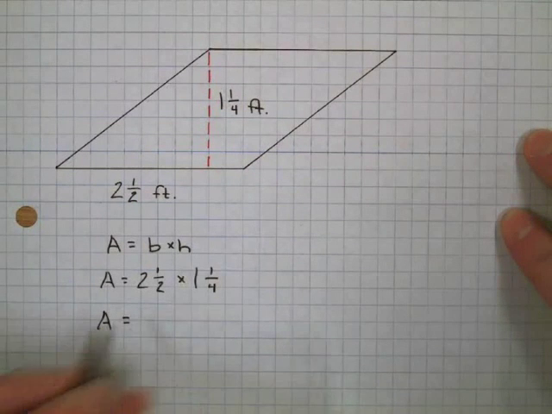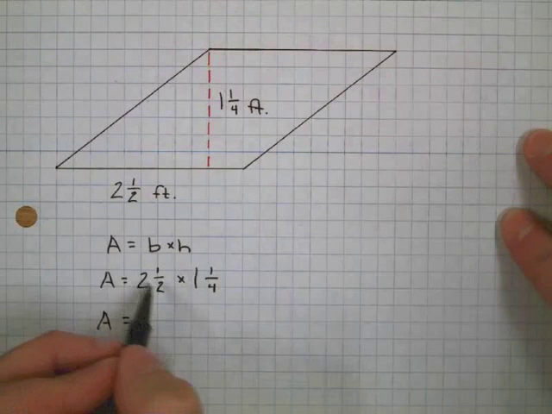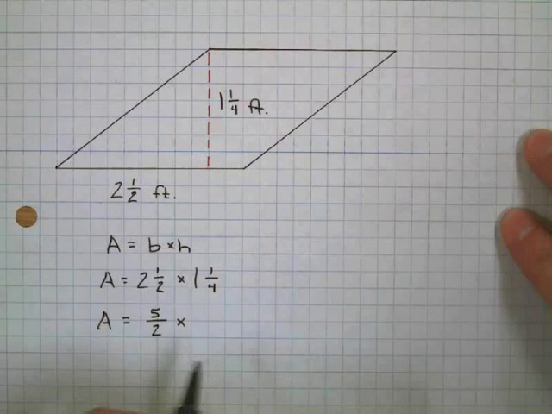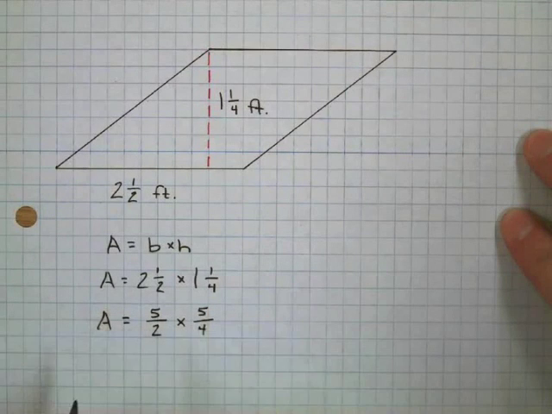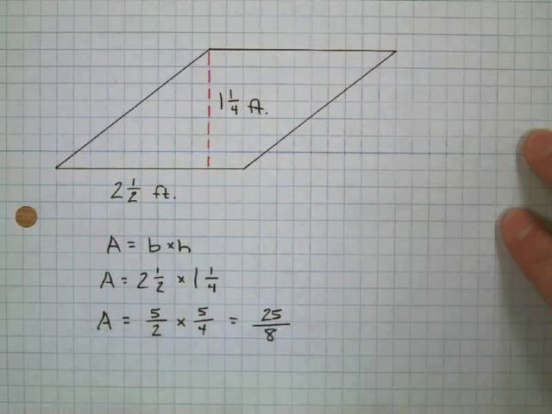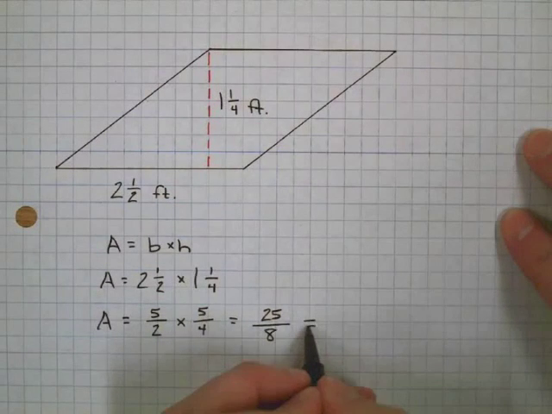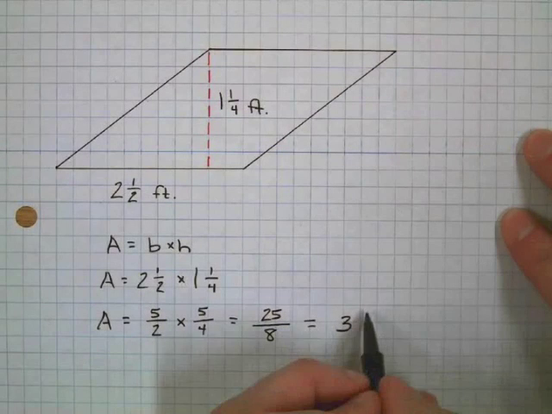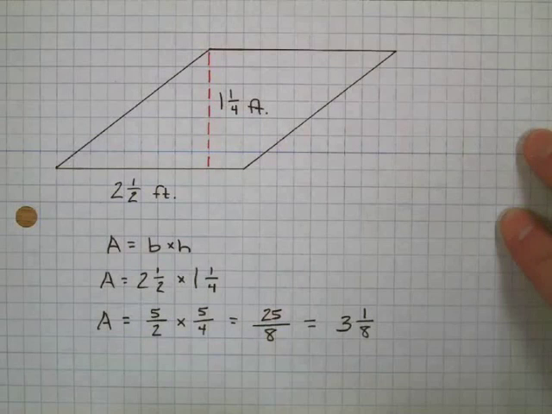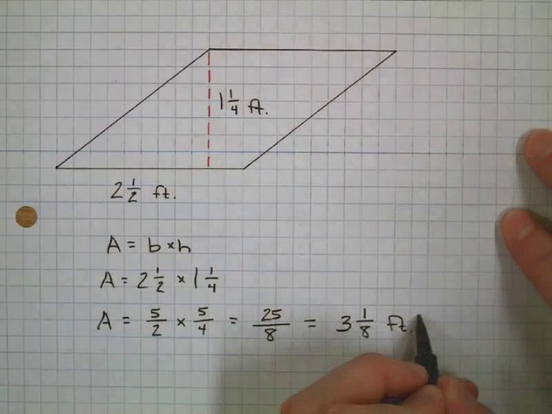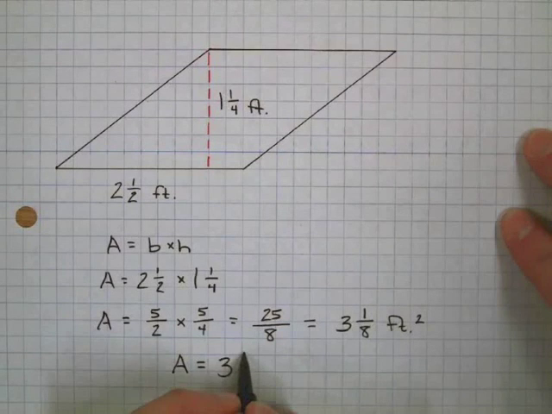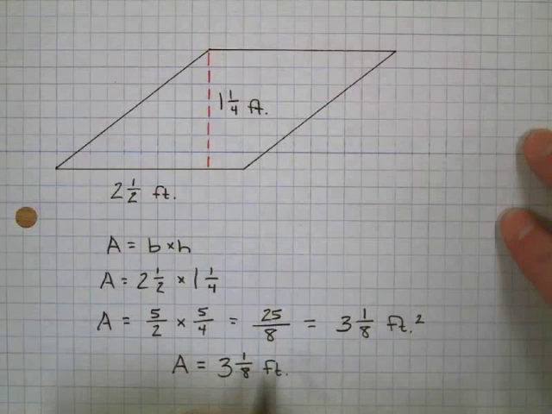So, mixed number here, so I'm going to change this into an improper fraction. I'm going to turn 2.5 into 5/2, and I'm going to turn 1 1/4 into 5/4. Now I can multiply straight across, so I come up with 25/8, and I can bring that back to a mixed number. I can pull out 3 wholes, and I'm left with 1/8. So 25/8 is equal to 3 1/8 square feet. So the area of our parallelogram is 3 1/8 square feet.